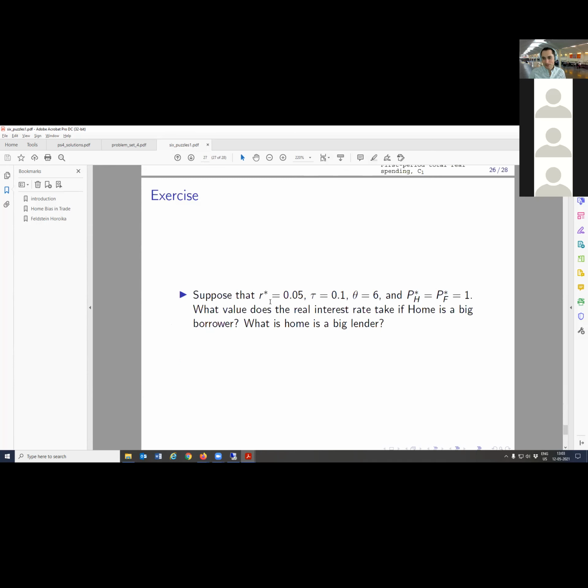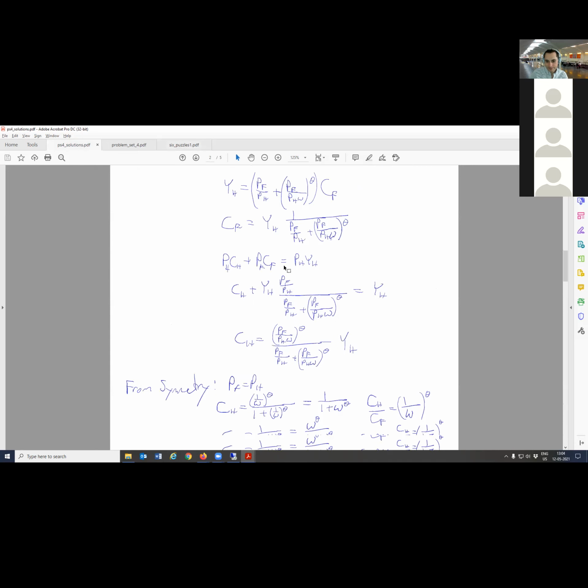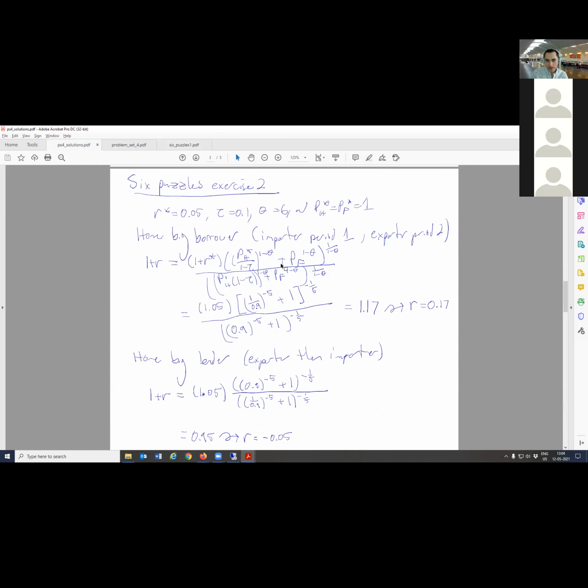Okay, so let's look at our actual values. Now I'll flip to my solutions. I've just repeated what was in the problem there. R star is 0.05, so you can access a 5% interest rate abroad. Tau is 0.1, so the iceberg trade cost is 0.1. If you ship 100 units of something abroad, only 90 of them arrive.